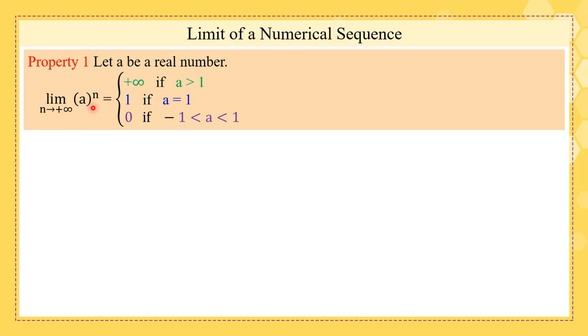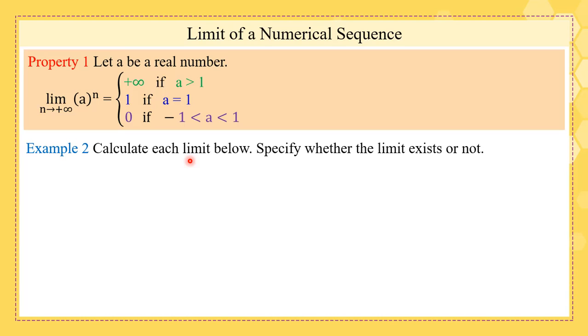So, the limit of a to the power n could be plus infinity, could be 1, and could be 0, and this depends on the value of a. Try to imagine it. If a is a number which is greater than 1 and you multiply it by itself infinitely many times, it's going to become larger and larger, so that its limit is plus infinity. Whereas if a is exactly 1, if we multiply it by itself infinitely many times, we get 1. And if a is between negative 1 and 1, and we multiply it by itself, whenever we multiply it, it becomes smaller and smaller, so that it tends to 0.